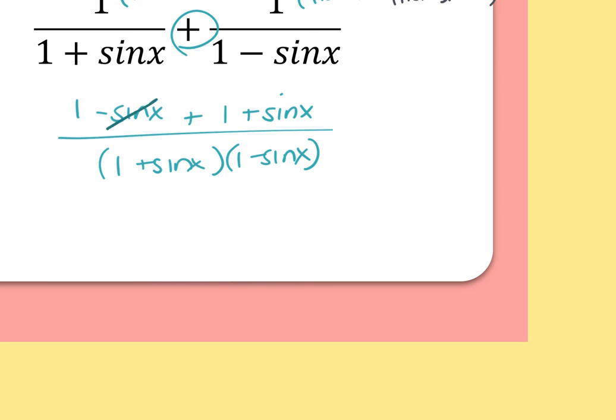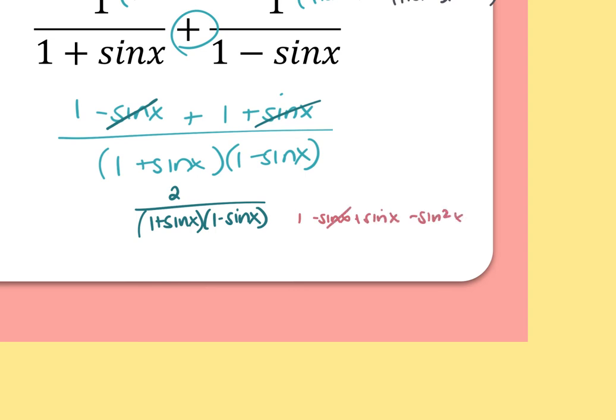So if I cross these out, because negative sign and positive sign, this would be 2 over 1 plus sine of x times 1 minus sine of x. And then if I were to FOIL out the bottom, it results in the difference of two squares because it's 1 plus sine and 1 minus sine. So you could FOIL it out. You'd get 1 minus sine x plus sine x minus sine squared x. And then these cancel, 1 minus sine squared x. So that's my new denominator.